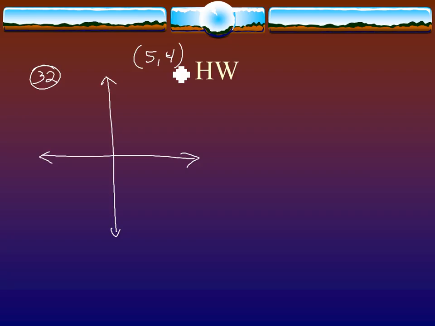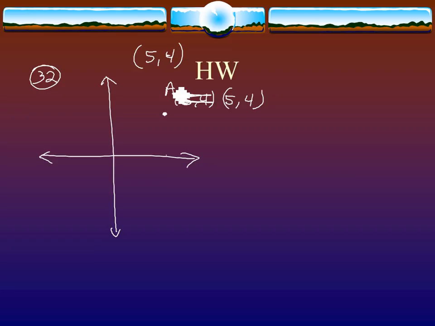You got to make sure the X coordinate tells you to move left or right. The Y coordinate tells you to move up or down. So I go over 5, up 4. I think they said that was 5, 4. That was point A. That's a 5, 4. That was point A.